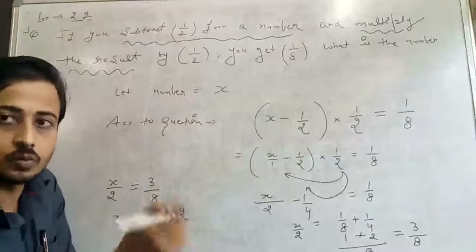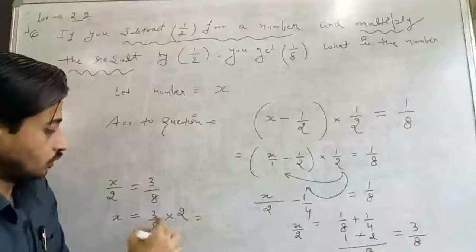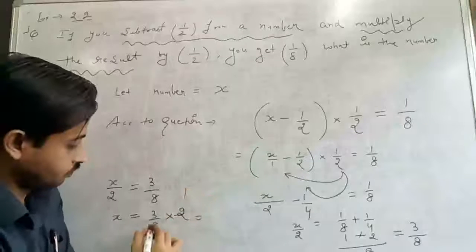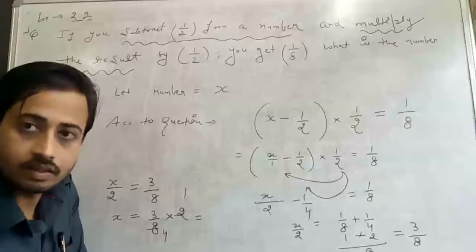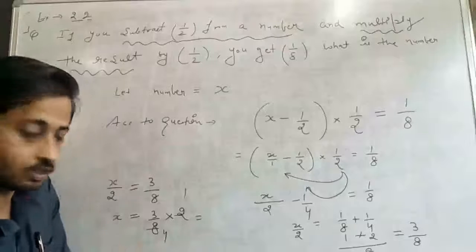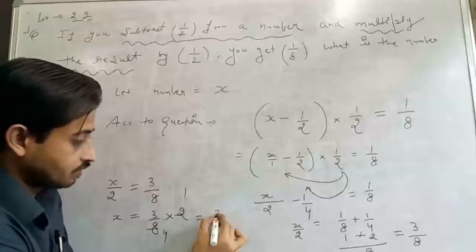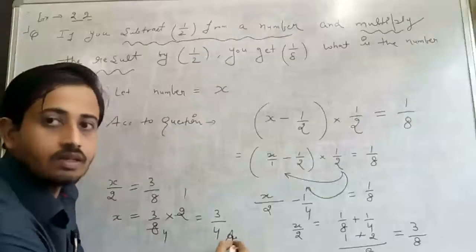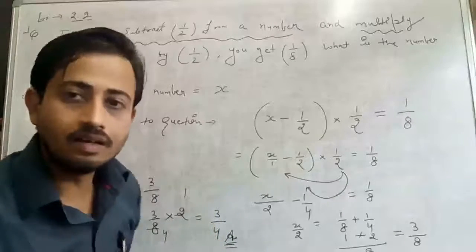We get it in the numerator part. So if we cancel, 2 ones are 2, 2 fours are 8, and what will we get? 3 into 1, 3 divided by 4. This one is your answer. Please make a note.